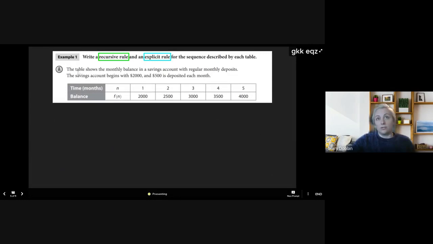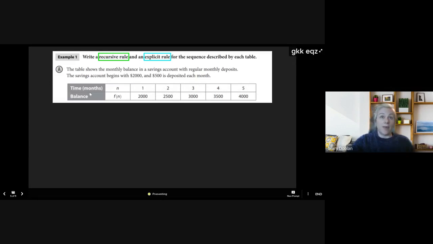So the table shows the monthly balance in a savings account with regular monthly deposits. The savings account begins with $2,000 and $500 is deposited each month. So in this table, we have time in months. These are our n's. These are our inputs. This is our domain. All those things mean the same thing. Starting with 1, 2, 3, 4, 5. These are integers, and they increase by 1 as we go up.